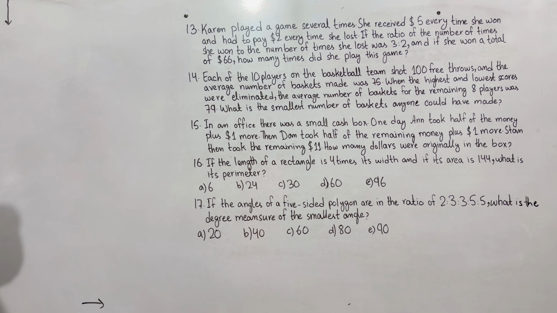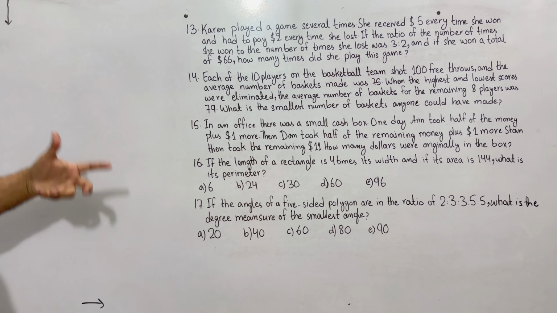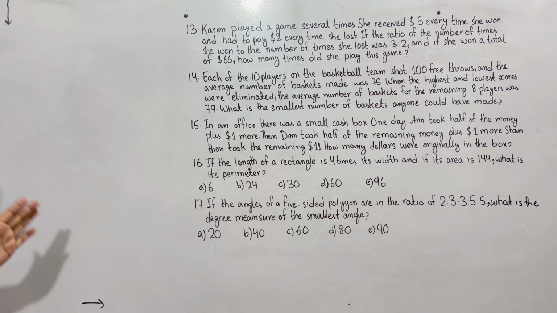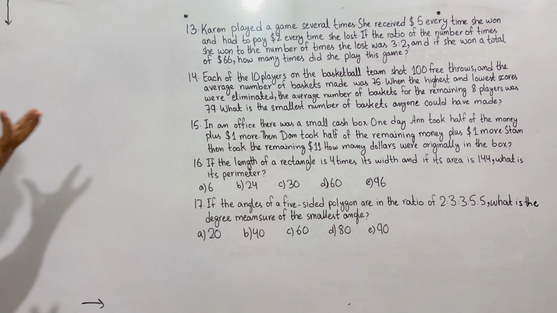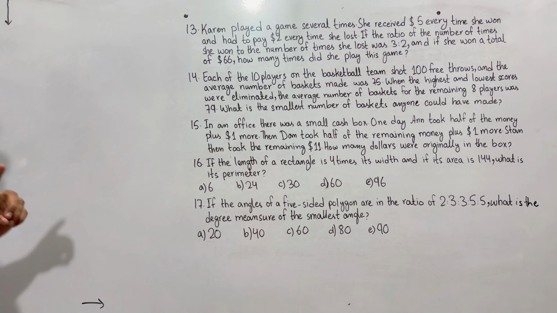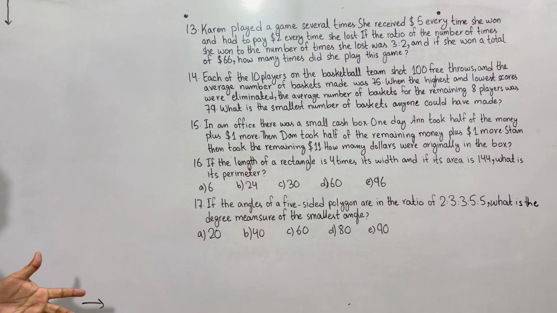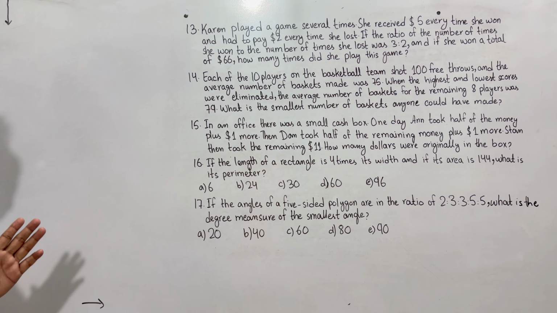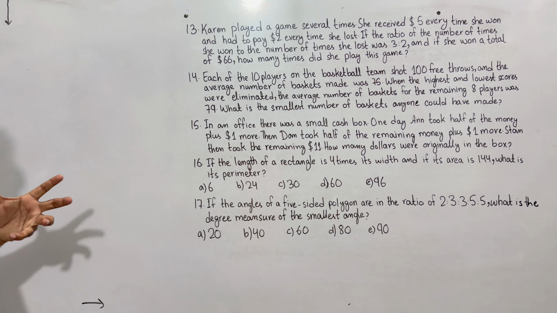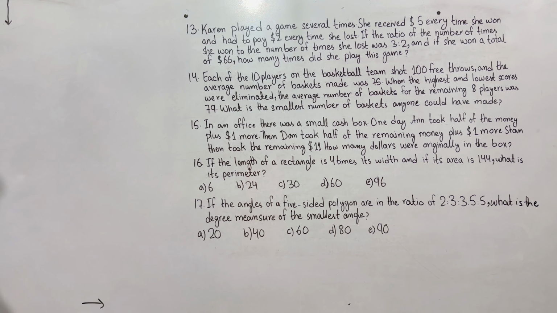Let me read again for you. Karen played a game several times, over and over again. She received $5 for each win. Every win she received $5. And for every loss, she had to pay $2 whenever she lost. If the ratio of won and lost is 3:2, and she totally accumulated or won a reward of $66, how many times did she play that game?